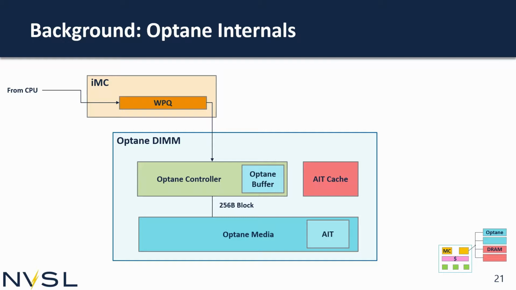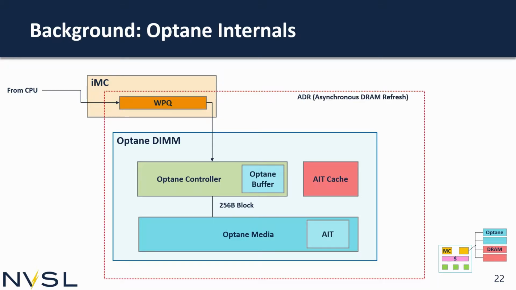I want to mention one other thing, which is the ADR domain, the asynchronous DRAM refresh domain. This is the point at which writes become persistent. And they become persistent actually once they reach the memory controller, as opposed to once they reach the DIMM. And this is because we've got enough stand-up power in the machine that we can empty the write pending queue into the Optane controller, and we can empty the Optane controller and its buffer into Optane media.